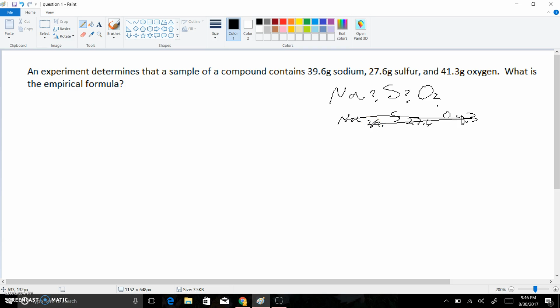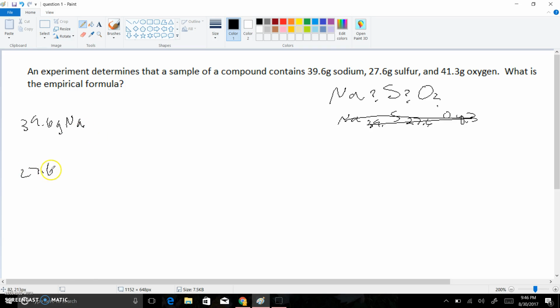Like if you did have something with Na2SO4, or Na2SO3, or Na2S2O3, any of these could be possibilities for this here. We can say that for every 1 Na, you have 1 sulfur, if it's a 1-to-1. Or you could say that you have 1 mole of Na to 1 mole of sulfur. So our first stage here isn't to have it in grams. It's to convert those grams into moles.